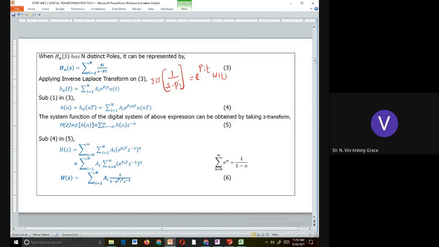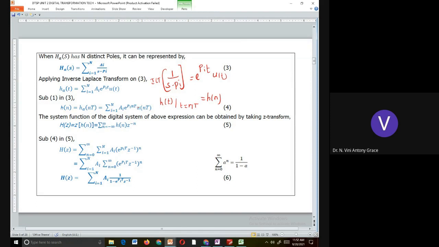So h of n is HA of nT, which is equal to summation i equals 1 to n Ai e power Pi. You have t here, so this is replaced as nT. Again you have t here, replace it as nT. Wherever you have t, replace it as nT. So in this step, we have sampled HA of t at t equal to nT to get this h of n. Sampling is also over.